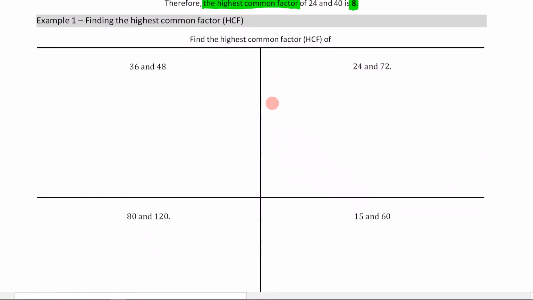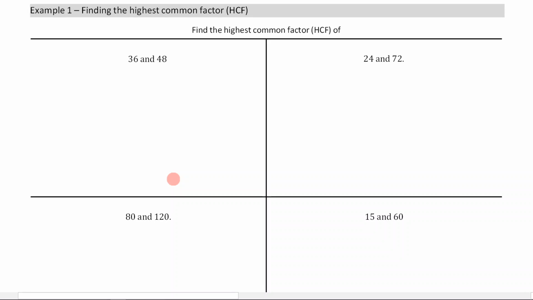Okay, so now having seen how it works, let's just do some examples for ourselves. So it says we need to find the highest common factor, HCF, of 36 and 48. So let's begin by just listing out the factors of 36. So I know that 1 times 36 gives me 36. 2 times what will give me 36? That's going to be 18. 3 times what will give me 36? That's going to be 12.